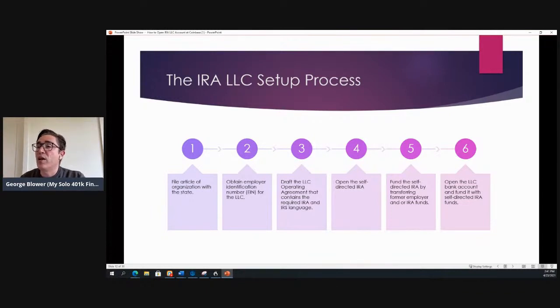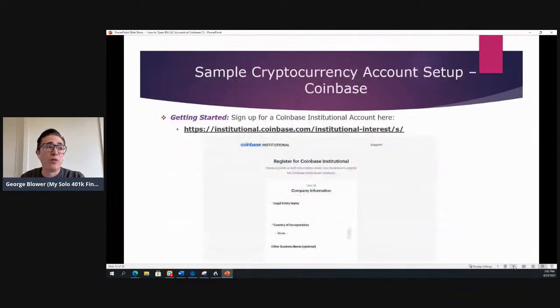Once the LLC is established with the Secretary of State, and once that IRA account is open and funded, then you can fund the LLC bank account. You've got the money in the IRA, the LLC exists, and the bank account for the LLC exists, so you can transfer the money over from the IRA to that LLC bank account. Then you can start making investments, whether cryptocurrency or, like I mentioned, other types of alternative investments. Now that we've laid the foundation, let's knock out some of these good questions.